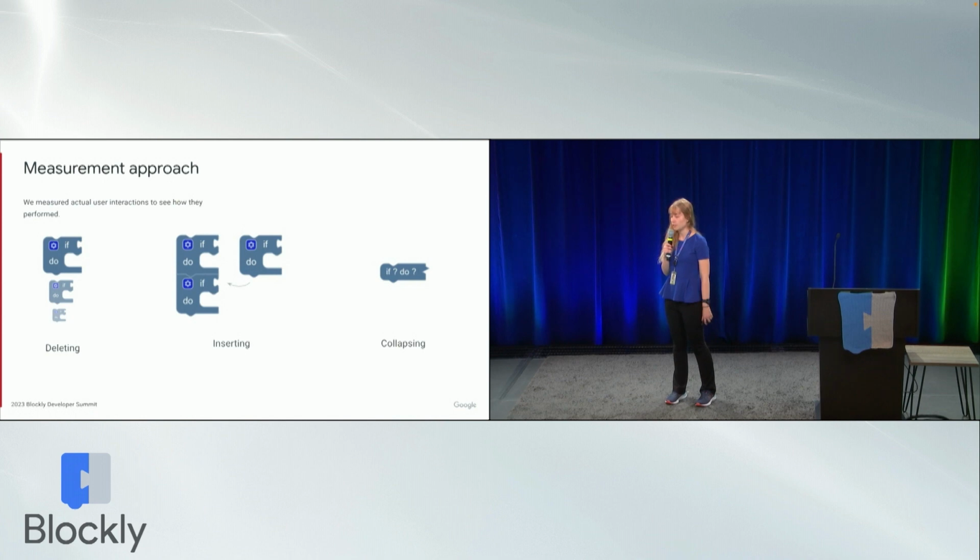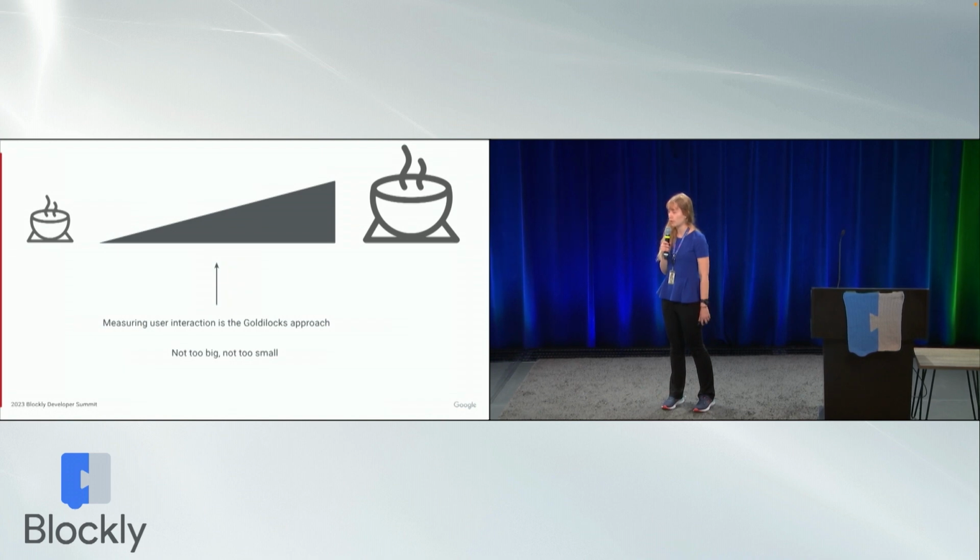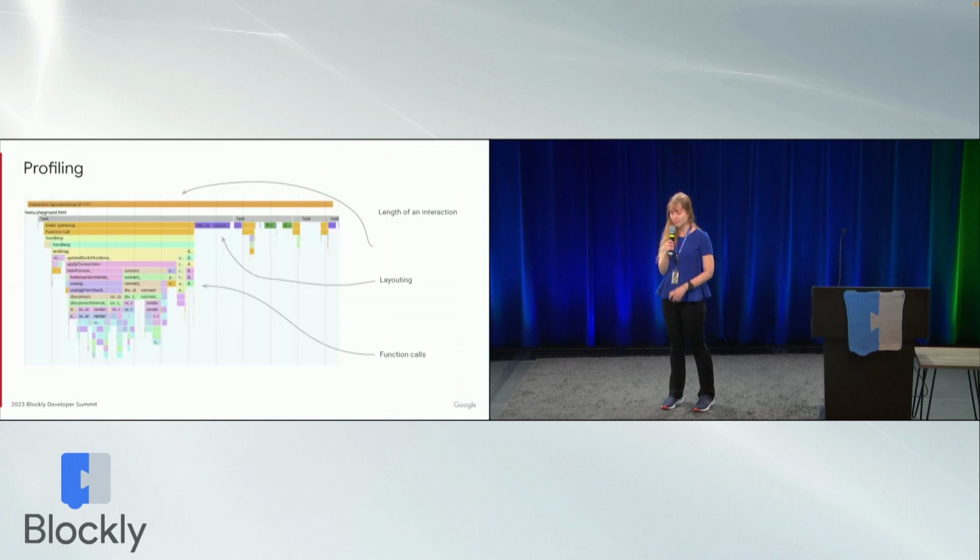Improving performance was approached by measuring common user interactions, like deleting blocks, inserting blocks, and collapsing them. Measuring user interactions is the perfect Goldilocks approach to performance improvement because it allows us to look at small enough chunks that we can analyze the data, but large enough chunks that changes we make are actually impactful to users. These interactions were measured using Chrome's performance profiling tools. These were incredibly useful because they allow us to see the entire length of an interaction, as well as the time spent in layout code versus script code, and which functions were taking the most time out of an interaction.